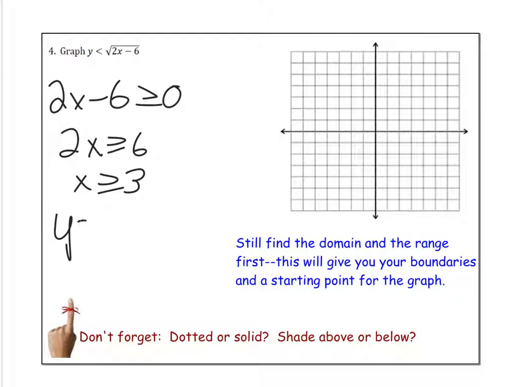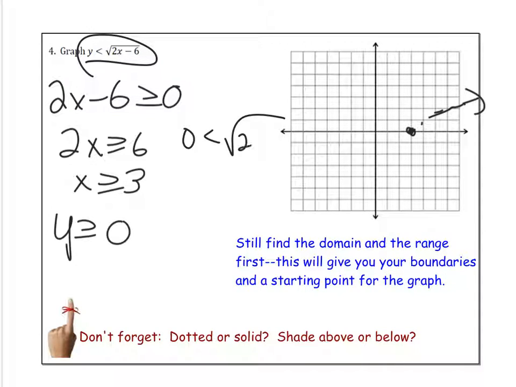So C is 0, so y is going to be equal to 0. So when I look at this, I'm going to start at 3. It's going to be greater than 0. It's going to be a dotted line looking like this. Okay, that's a dotted line. Then I've got to figure out which way I'm going to shade. Well, still, I'm going to test 0, 0. Is 0 less than the square root of 2 times 0 minus 6? Now, one problem with that. My point is not underneath the square root.